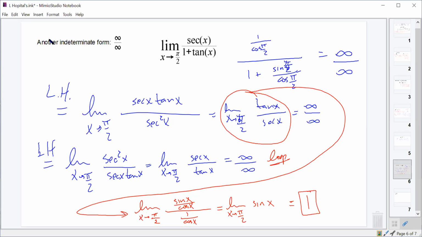Spectacular. So sometimes you might end up, especially with trig functions, in this annoying little loop that's sort of difficult to deal with. And so we have to find a way to simplify the trig functions in order to find the limit. Good or no? Good.